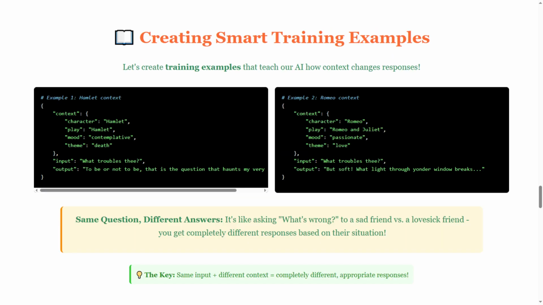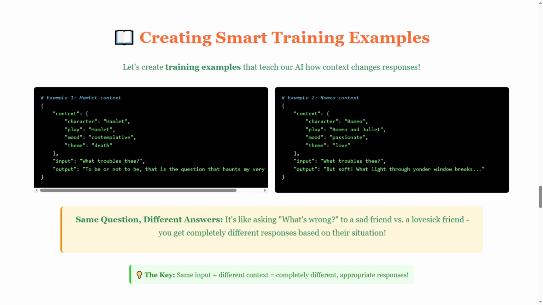This is where the real magic happens. We're showing our AI how context completely changes responses. We create training examples with the same input, but different contexts. The question, "What troubles thee?" gets completely different answers based on who's asking.